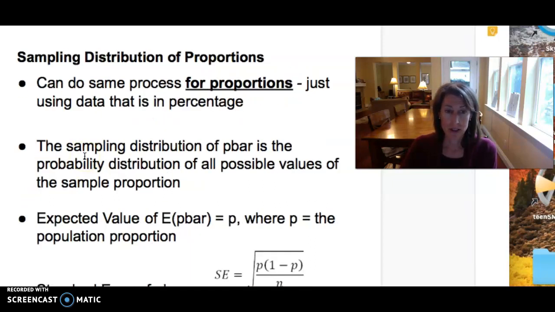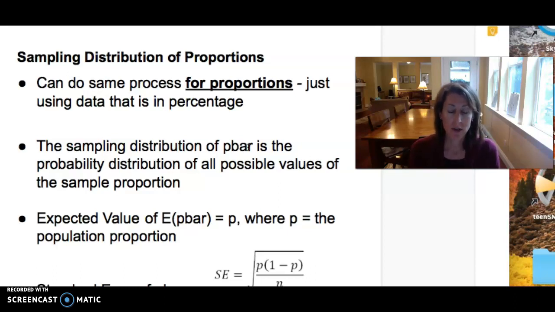We're going to use the sampling distribution of what's called p-bar, and that's just p with a little bar over it. It's akin to x-bar. It's just the mean of our sample, the proportion that's the average proportion for our sample.